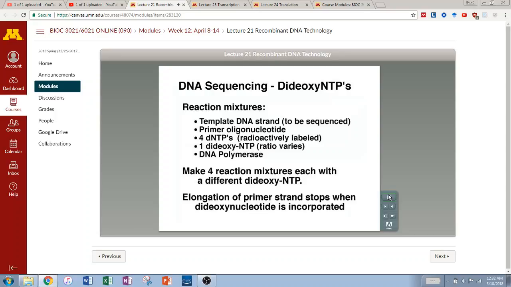For example, if dideoxy-ATP were included in the reaction mixture, then some of the DNA would terminate at each position where an A occurs in the DNA sequence. So you would get a series of DNA pieces of different lengths, all of which terminated at the positions where A occurs. How does that happen? Stay tuned.